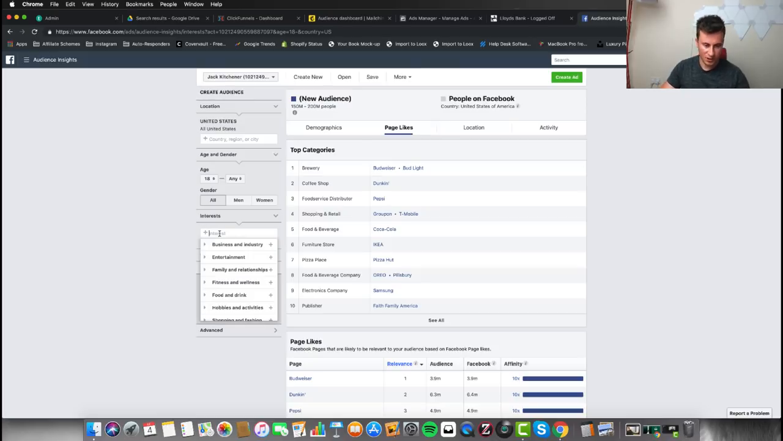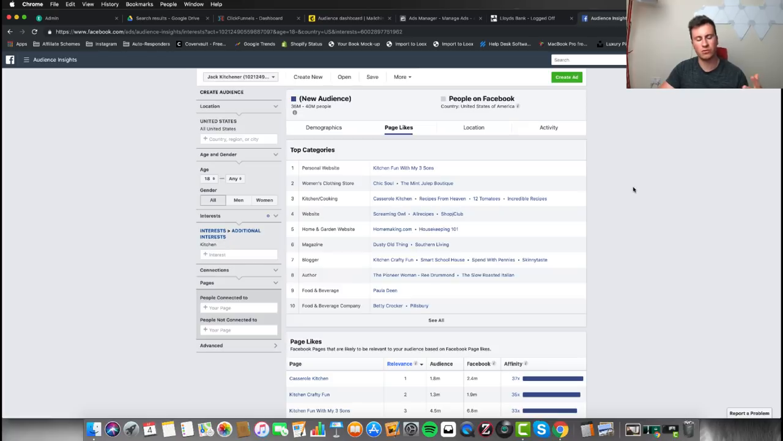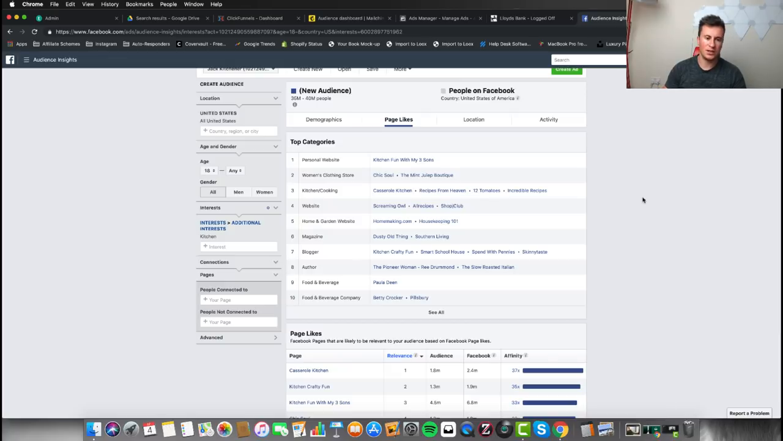So to give you an example then, if we just put kitchen in here, say you're in the kitchen niche, I'm going to go through probably two or three random niches in this video, just to give you multiple examples. So I've put kitchen in here as an interest, all the demographics, everything is just standard as broad. And to give you an idea then of what a passionate audience doesn't look like would be this here.